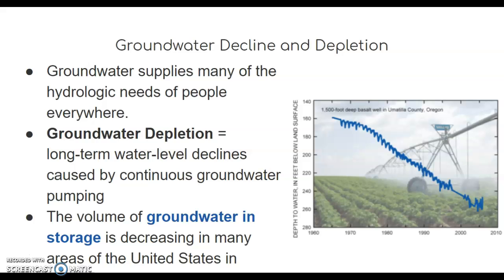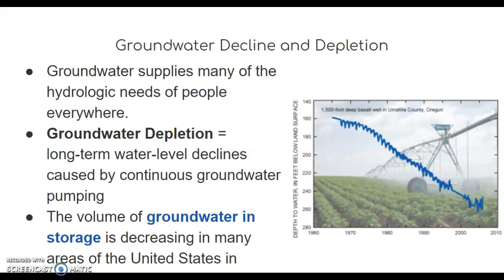So, groundwater supplies many of the hydrologic needs of people everywhere. So, just the needs that we have for water. So, in agriculture, running our dishwasher, our washing machines, our showers and bathtubs, our toilets, the water that we use is hydrologic need. So when we talk about groundwater depletion, that's just the long-term water level declines caused by continuous groundwater pumping. So we do pump water out of the ground. That's where we get our fresh water for our hydrologic needs.